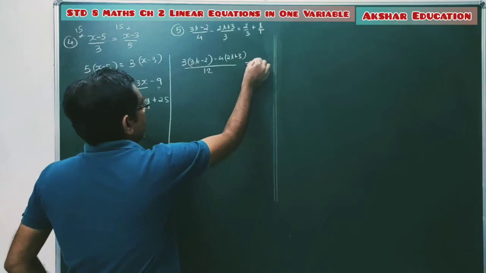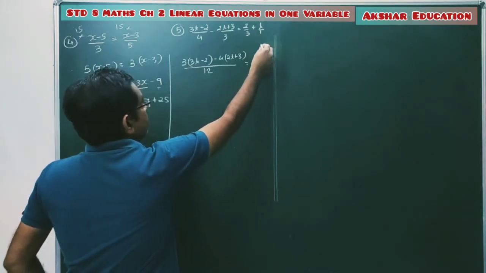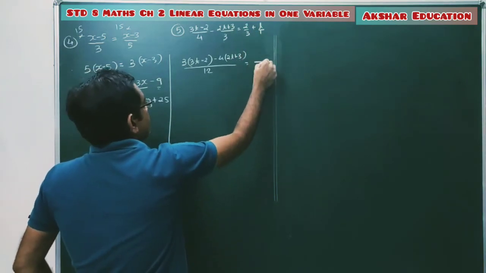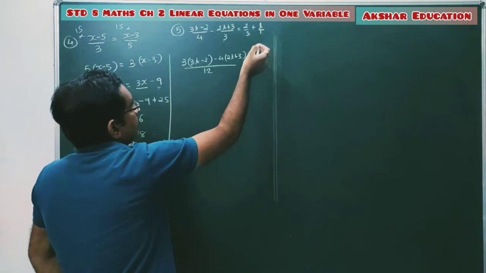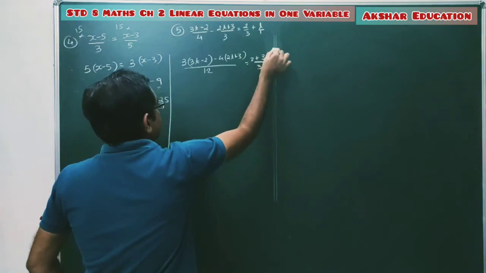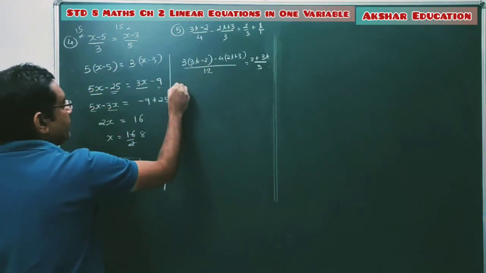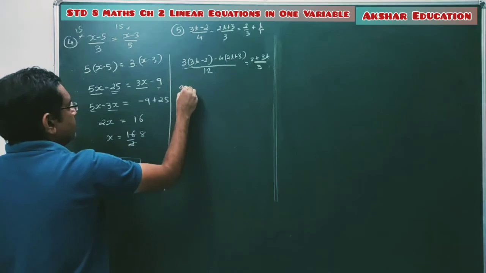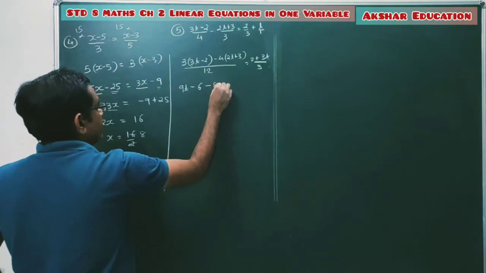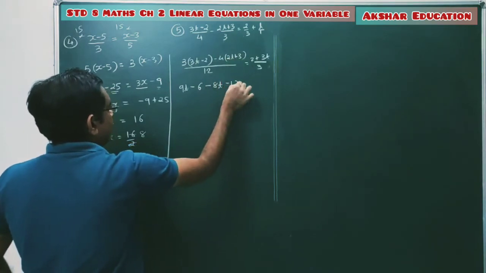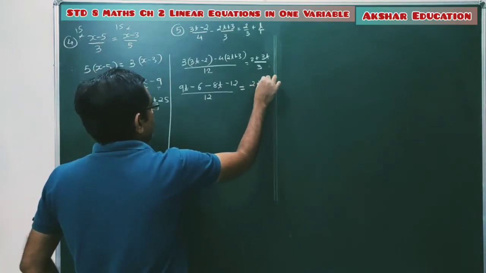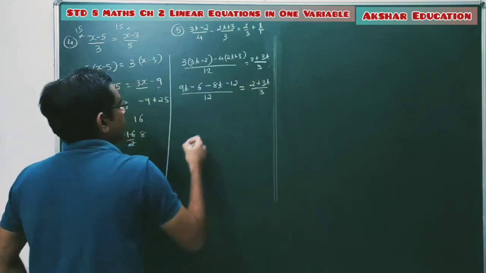So this is equal to, here the LCM of 3 and 1 is 3. So multiply this by 3, so what will happen, this is 3. So 3 1s are 3, so 1 2s are 2 plus 3 into t is 3t. Now simplification on the numerator: 3 3s are 9t minus 6 minus 4 2s are 8t minus 12, whole divided by 12, and this is equal to (2 plus 3t) divided by 3.